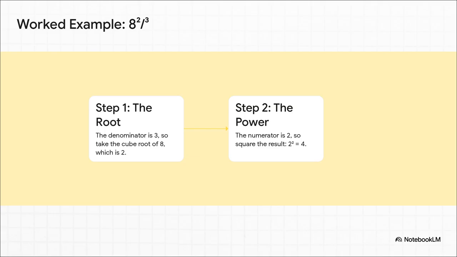We always start with the root on the bottom. So the denominator is 3, which means we need the cube root of 8. What number times itself 3 times is 8? That's 2. Okay, step 1 is done.